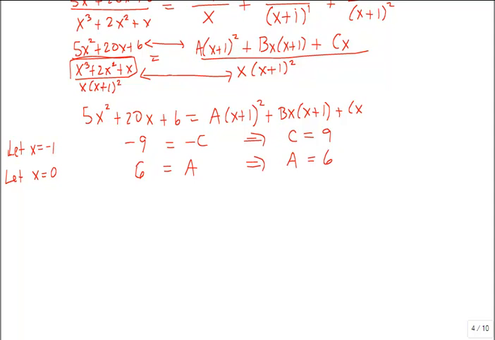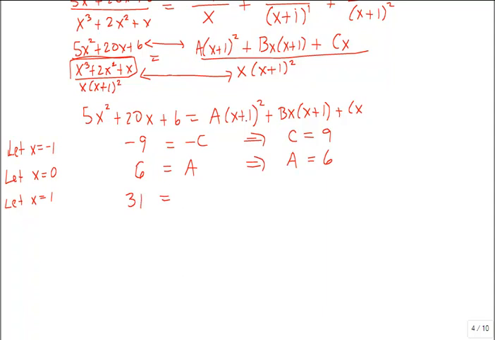Now all I need to do is find B. Unfortunately, the only two denominators I had were x and x plus 1, which had 0 and -1 as their solutions. So to get the last variable, we're going to have to pick another x, and this could be anything at all. Just pick something nice and easy. I'm just going to pick 1. So if I let x be 1, I get 5 plus 20 plus 6, which is 31.